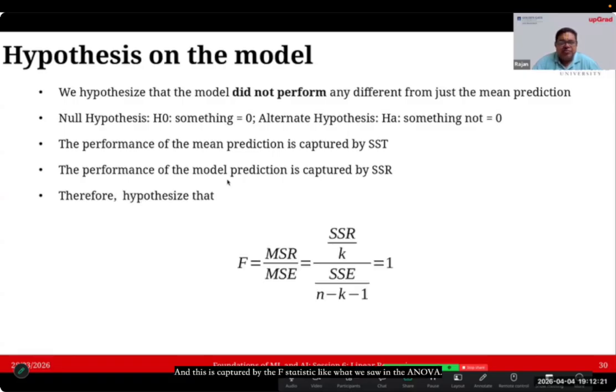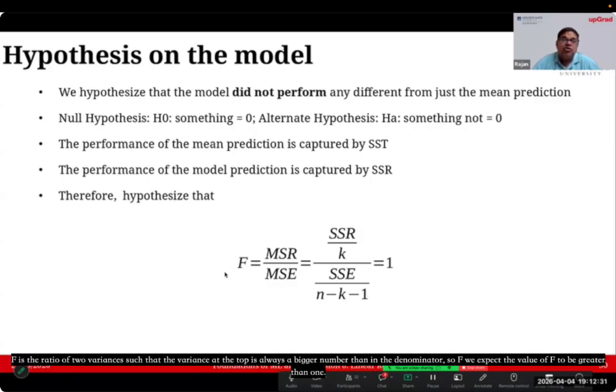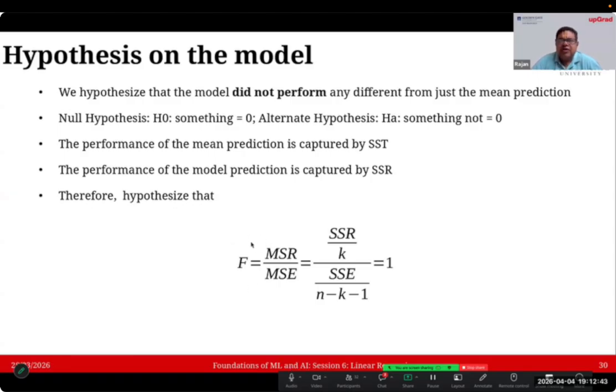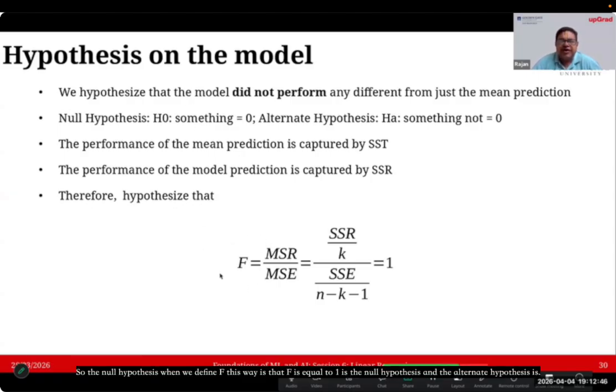And this is captured by the regression F statistic, like what we saw in that ANOVA. So you can go upward or you can go downward. F is the ratio of two variances. Usually the variance at the top is always a bigger number than in the denominator, so in downward regression we expect the value of F to be greater than 1. They use downward regression as the standard in the software. So the null hypothesis is defined this way: F is equal to 1 is the null hypothesis.